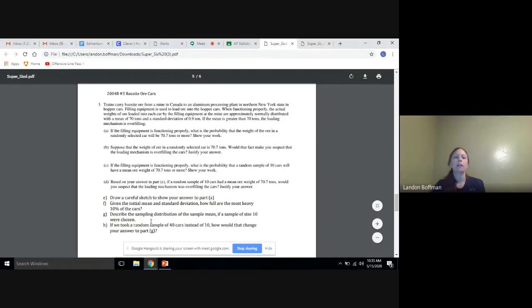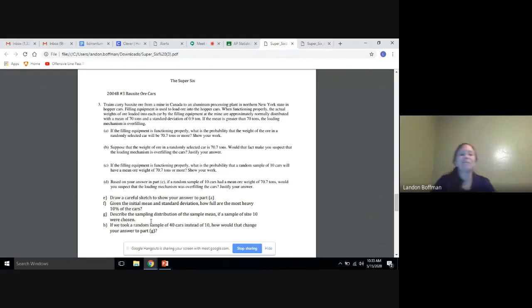So how do we know the shape? I had to sneeze. It sounded like a cough, but it was a sneeze. How do we know the shape of our sampling distribution?